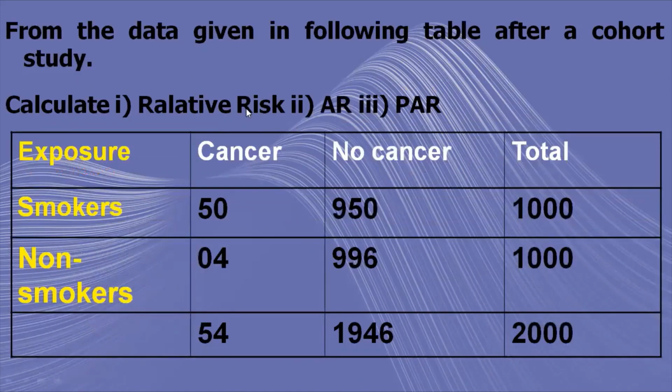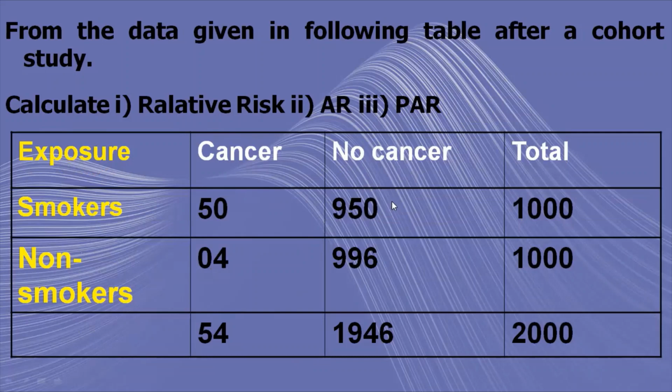Now this is the cohort study. Here again they have given a 2 by 2 table. Now we have to calculate relative risk, attributable risk, and population attributable risk. So these are 3 things which we usually calculate in case of a cohort study. So here the cases among exposed are 50, among non-smokers are 4 cases, total cases are 54.